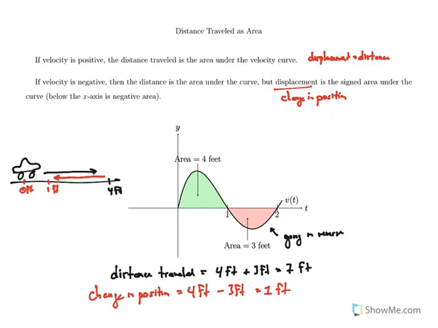We're going to be thinking mostly about change in position. This negative area has to be included, right? This area here for 3 with the red, we can think about as negative 3 feet if we're thinking about the correct circumstance. And that's what we're going to usually do.